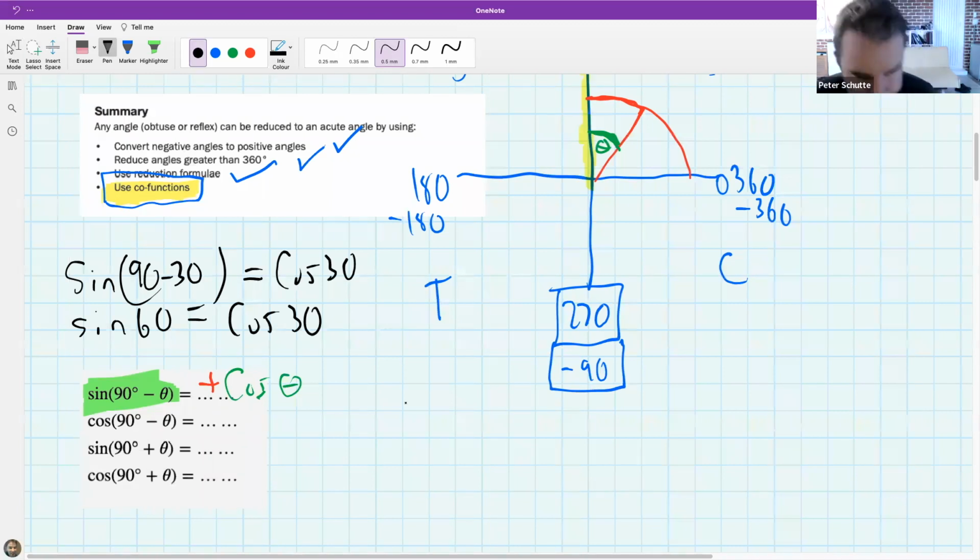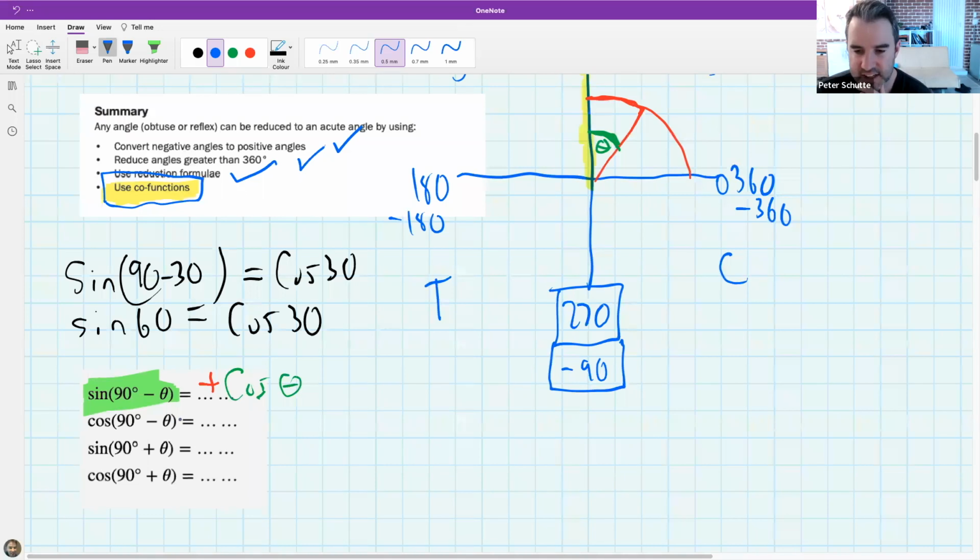Okay, let's do the next one. If I say to you, the cos of 90 minus theta, which quadrant is that in? Which quadrant is 90 minus theta going to be?